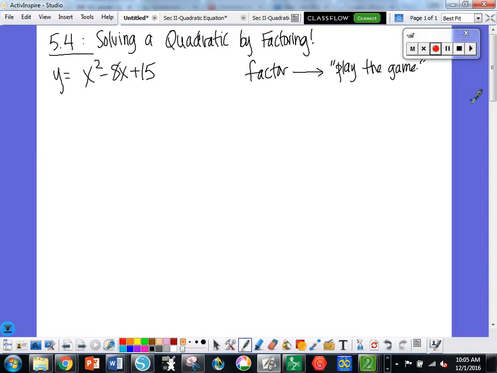Now, what does it mean to play the game? What do I do? You need to find two numbers that multiply to 15 and add to -8. Raise your hand when you know which two numbers will fit those criteria. Multiply to 15, add to -8. Jason, what are they?